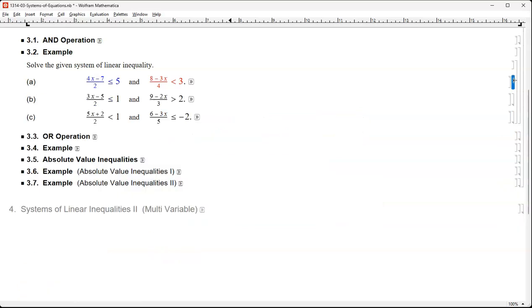You can do the same thing to the other problems as well, B and C. So stop the playback and do those on your own. You should be able to. They're both easy.